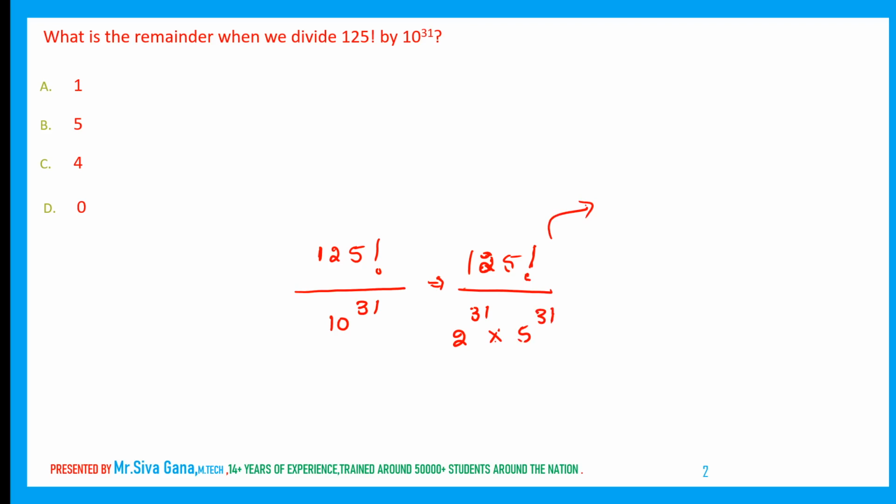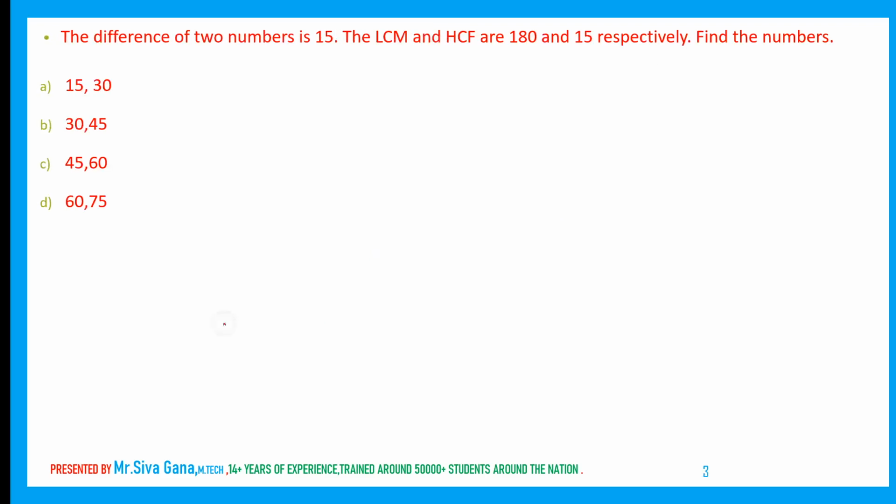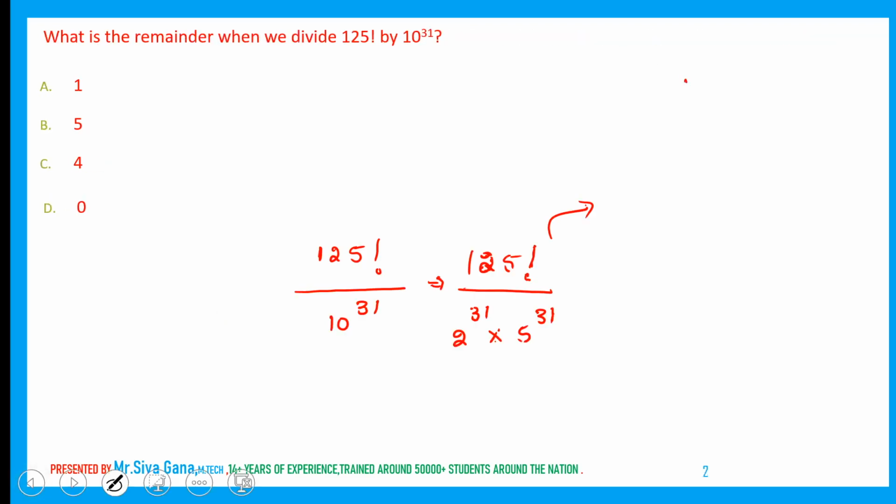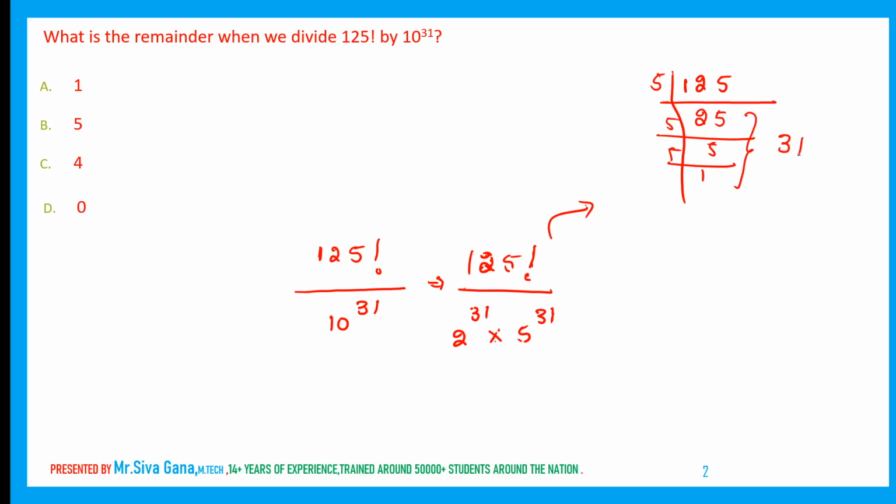That concept I explained at length in my video course. I'm finding the maximum power of 5 in 125 factorial. For that, this is the process. This is 25 times, this is 5 fives, this is 5 ones. 25 plus 5 plus 1 is 31. So the maximum power of 5 in 125 factorial is 31, which means we can write up to a maximum of 31 powers of the number 5.